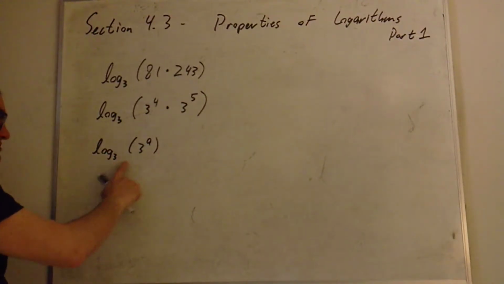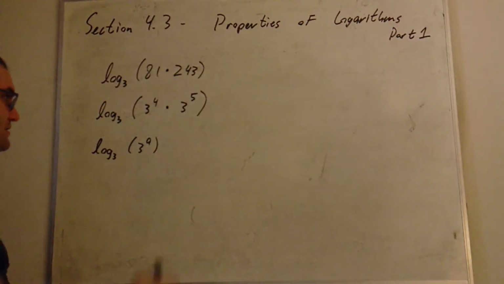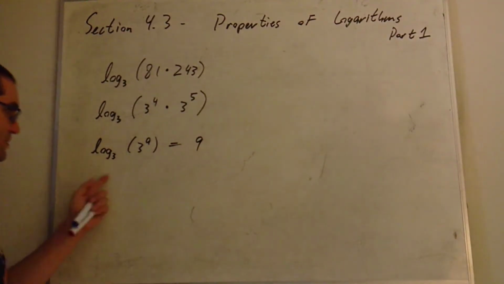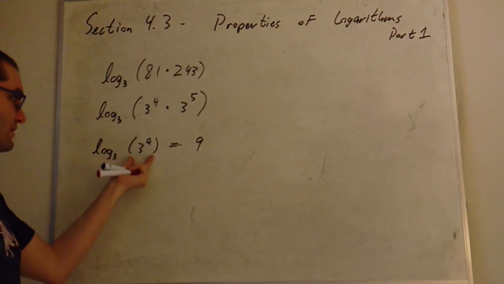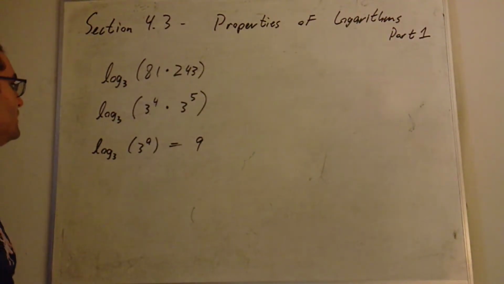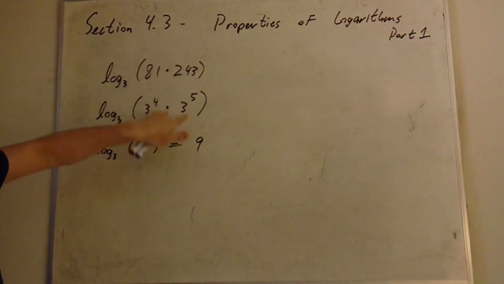And since log base 3 of something means what exponent can I put on top of 3 to get this, I think it should be pretty clear at this point that the answer to this question should be 9. The exponent you put on top of 3 to get 3 to the 9th is 9. So, this is a real quick way to handle a problem like this.